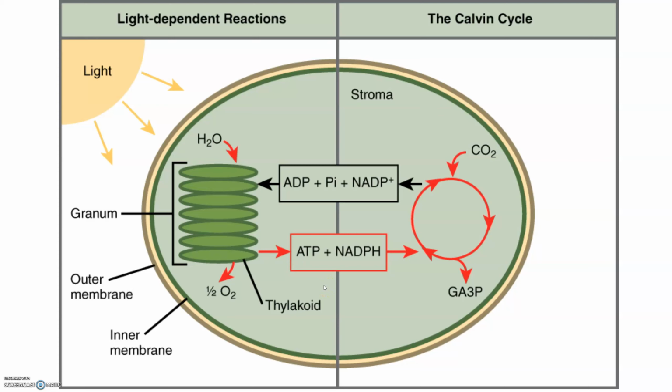Photosynthesis occurs in a plant cell's chloroplasts, which this is a picture of right here. They're located in the organelles inside of each cell.